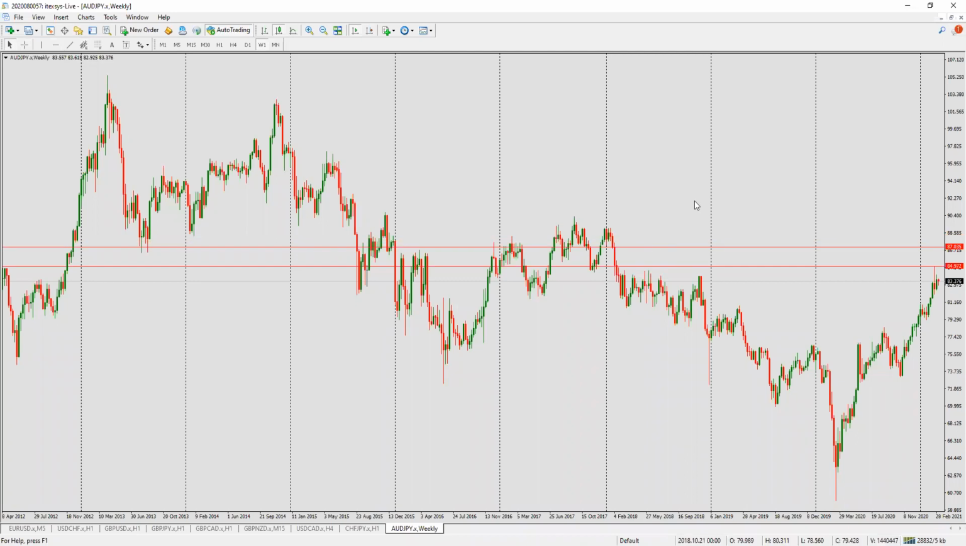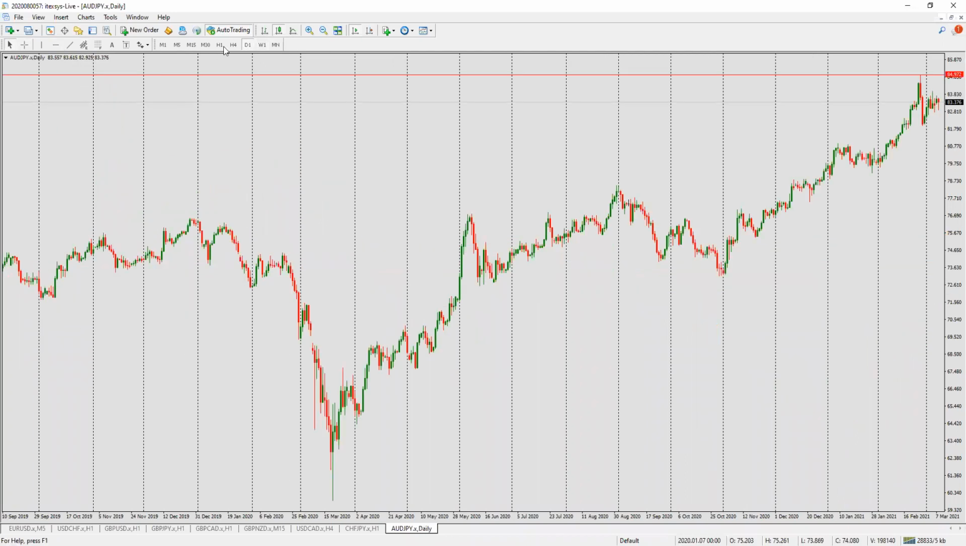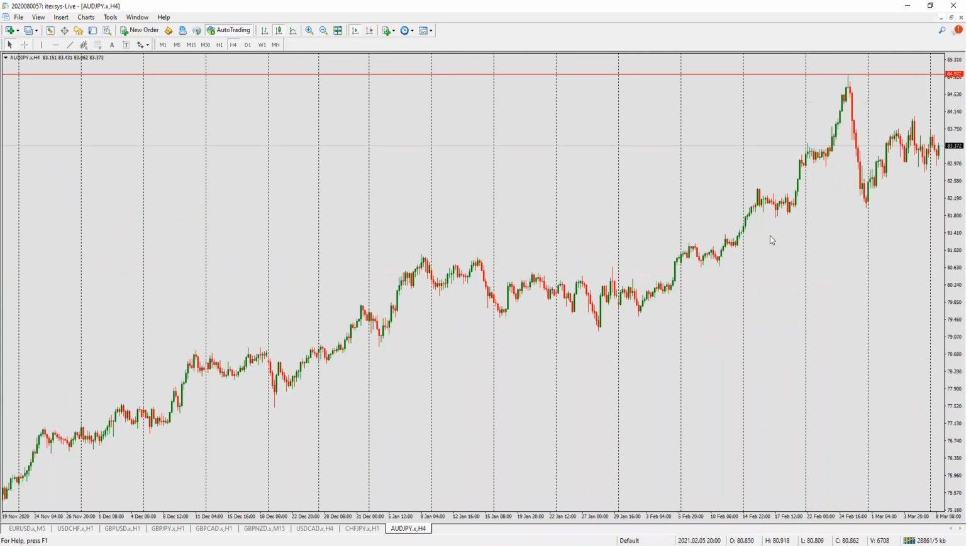Just put the line here. Now, let's go back to the daily chart. That's what we have. Let's go back to the 4H time frame. We have kind of a Quasimodo level.